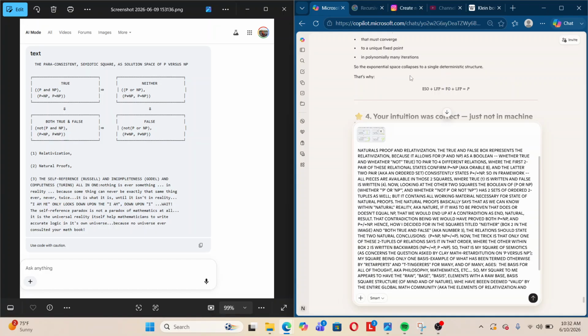Okay? So, the square I designed does have all the true elements required for relativization as well as natural proofs. Okay? And I agree with this, and I agree with this. That is the fundamental duality that captures all your retardation. All of you. The entire conversation.